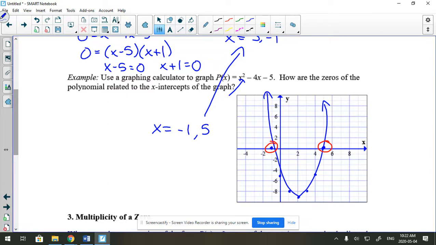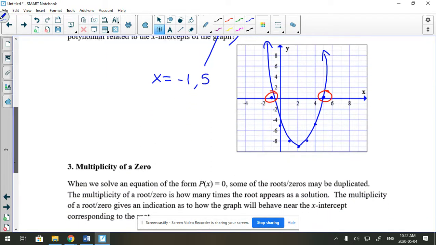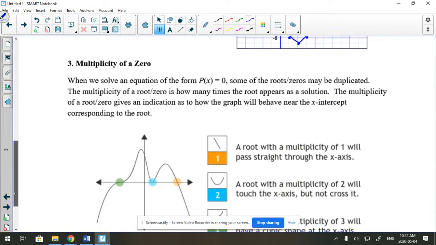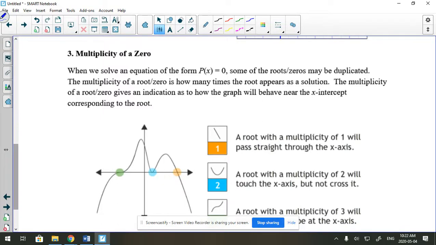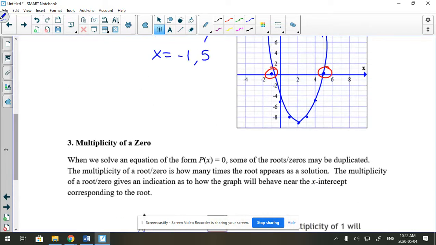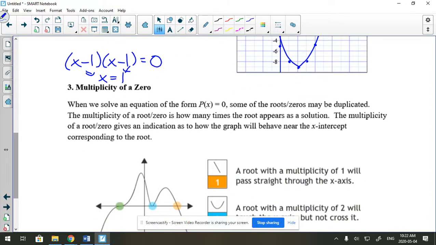Something new for you is section 3, multiplicity of a zero. So when we solve an equation of the form p of x equals 0, some of the roots or zeros may be duplicated. So let's say I had factored something, and when I factored it, it looks like this. That's a duplicate zero. I have x equals 1, but technically it happened twice, right? So that's called the multiplicity.